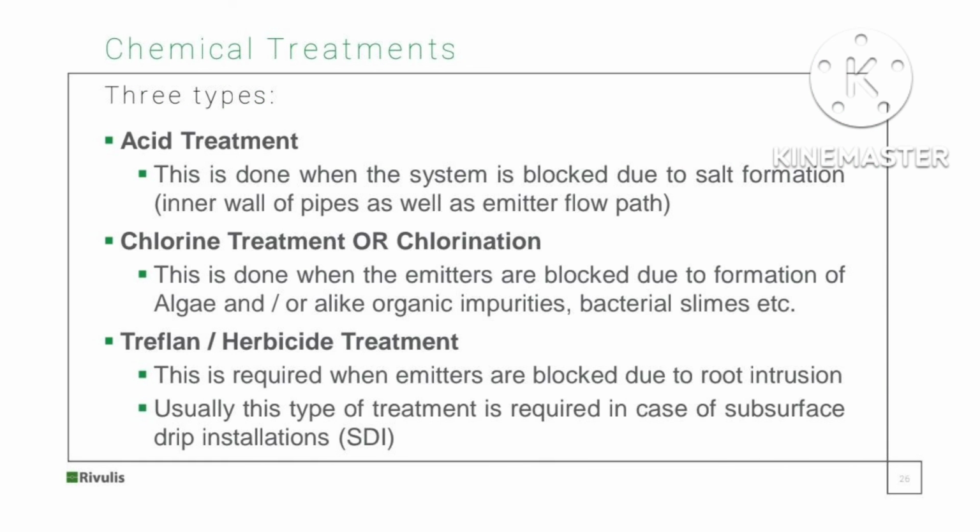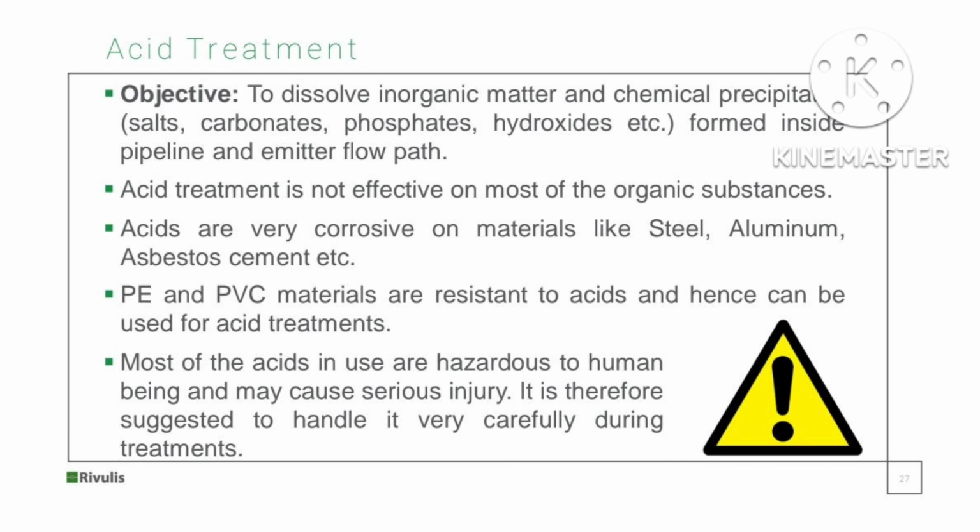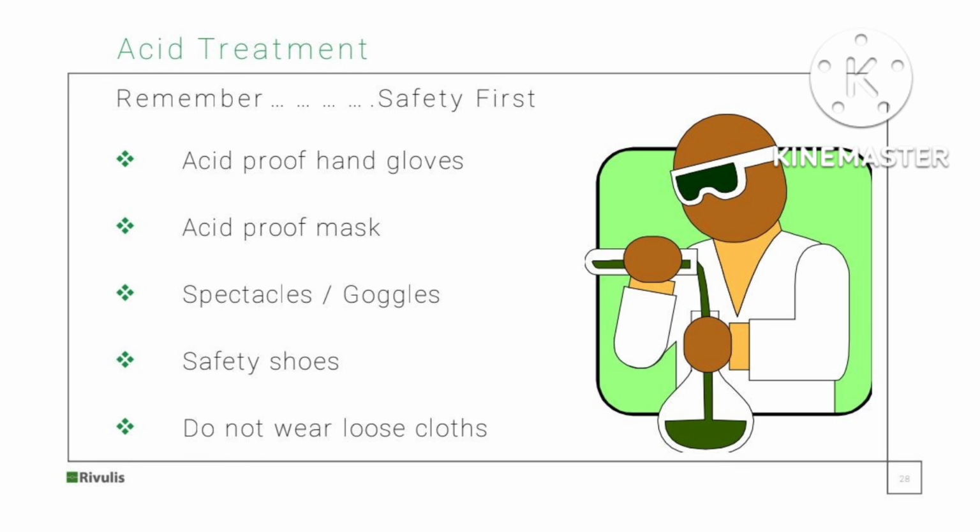Chemical treatments: three types. Acid treatment, chlorine treatment or chlorination, and trifluralin herbicide treatment. These three types of chemical treatment should be done. Objective of acid treatment: to dissolve inorganic matter and chemical precipitates, salts, carbonates, phosphates and hydroxides formed inside the pipeline and emitter flow path. Remember safety first. Acid-proof hand gloves, an acid-proof mask, and spectacles or goggles should be worn while doing acid treatment.